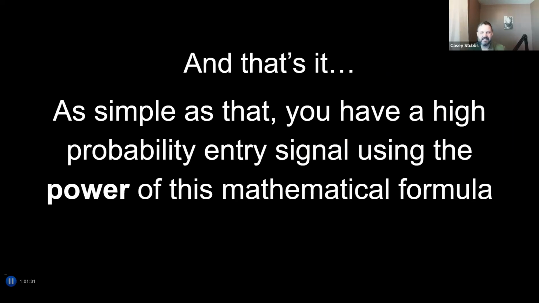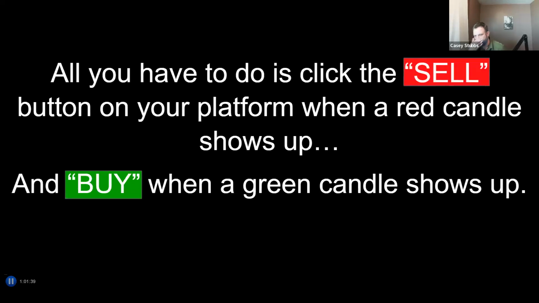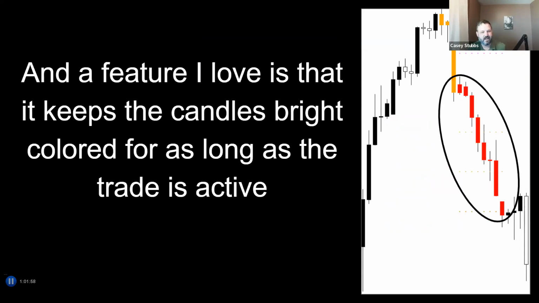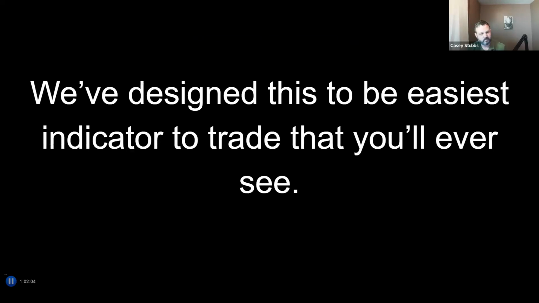And that's it. As simple as that. You have a high probability entry signal using the power of this mathematical formula. All you have to do is click the sell button on your platform when a red candle shows up, and a buy button and buy when a green candle shows up. The TPI even prints recommended stop loss and target lines right on the chart for you. And a feature I love is that it keeps the candles bright colored for as long as the trade is active. We've designed this to be the easiest indicator to trade that you'll ever see.